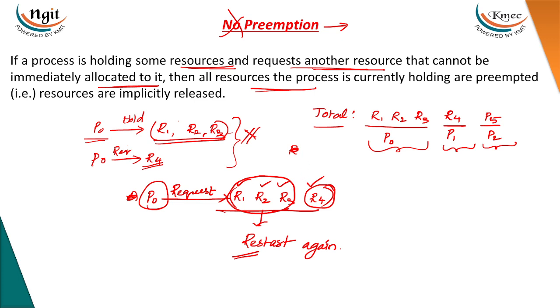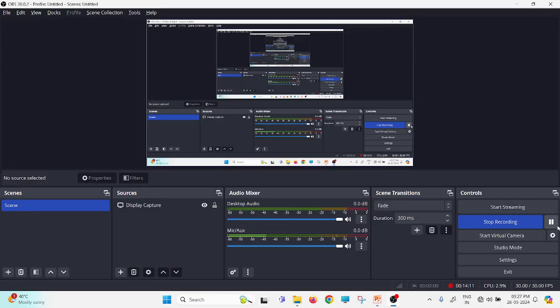So this condition is used for CPU registers and memory locations, but you cannot use this particular no preemption condition for semaphores and mutex locks. That will lead again to starvation and low resource utilization.